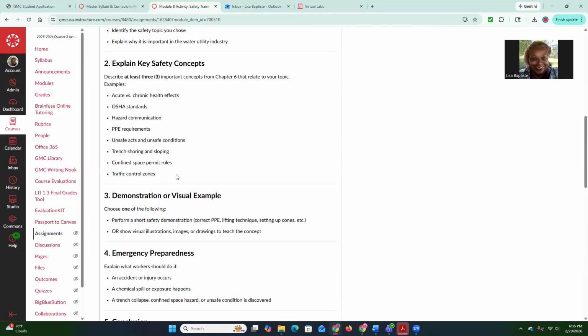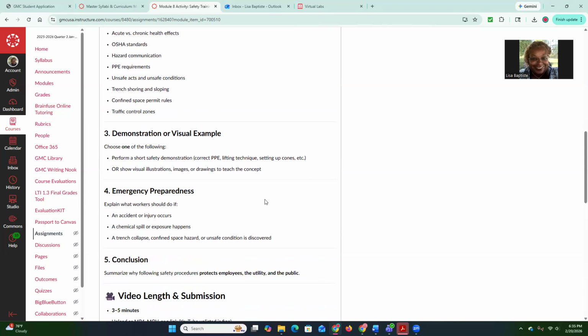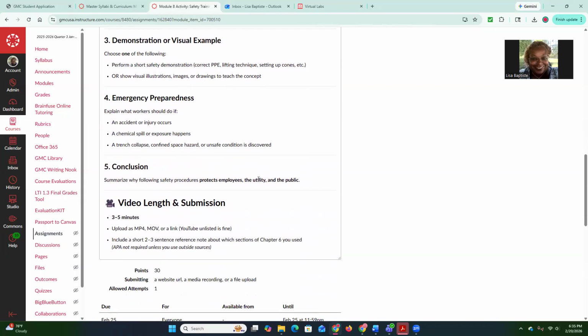So you need 3 concepts, okay? Then demonstration or visual examples. So you want to choose one of the following. Perform a short safety demonstration, correct PPE, lifting techniques, setting up cones, etc., or show visual illustrations, images, or drawings to teach the concept. Okay. So you want to either do a demonstration or you want to show visual illustrations of your safety concept.